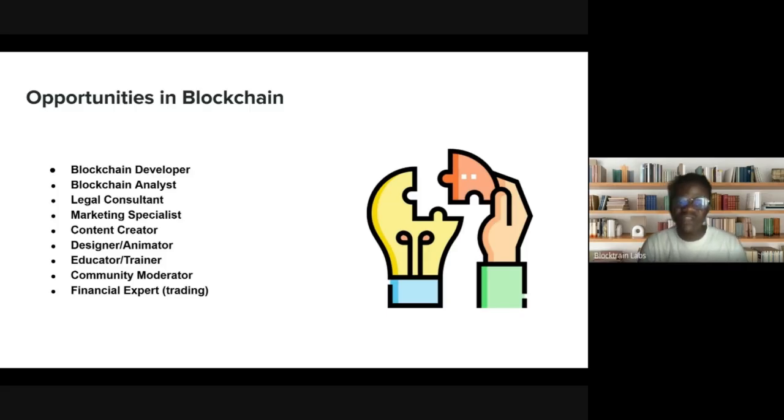So definitely, you can also become a designer and animator. This is very essential. You can help brands to speak volumes about what they are doing through your design skills and video animation and all that, or product animation. So you can definitely come aboard.